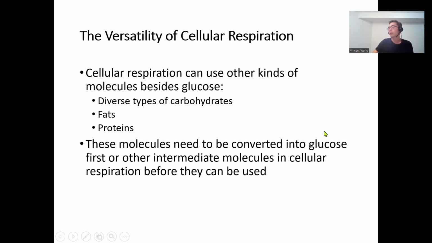We don't live on carbohydrates alone, right? In fact, you have probably heard that a diet of just carbohydrates is not very healthy for you, right? So we eat other things, right? Proteins, lipids, and these molecules can actually be broken down and fed as intermediates in various parts of cellular respiration.